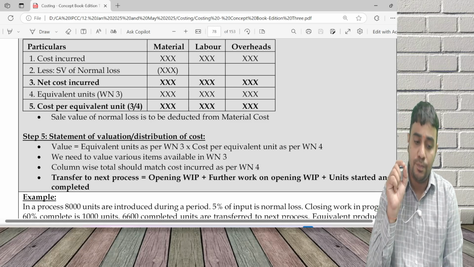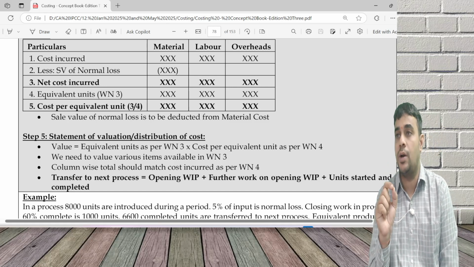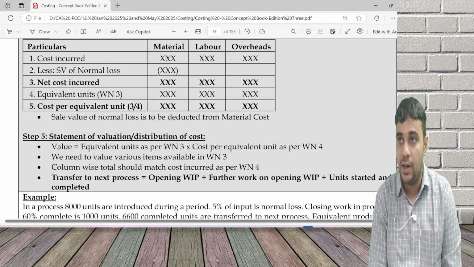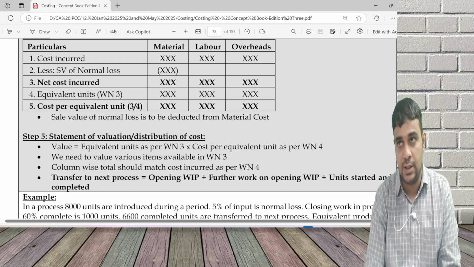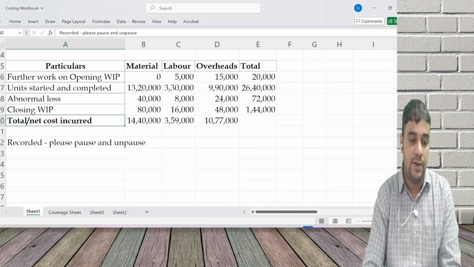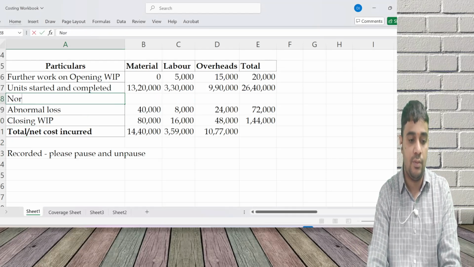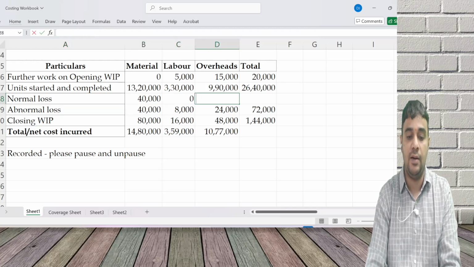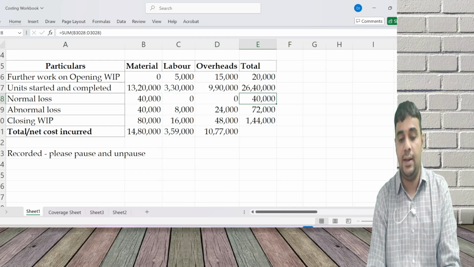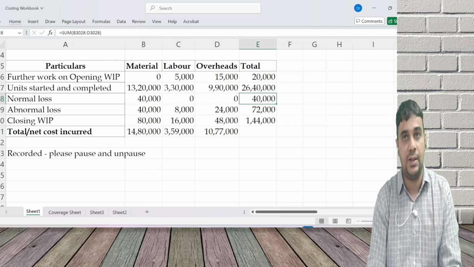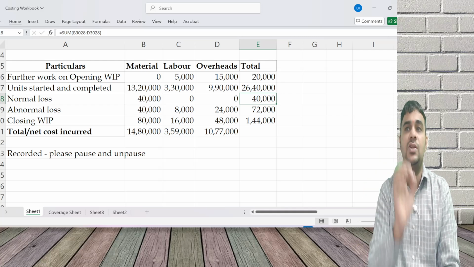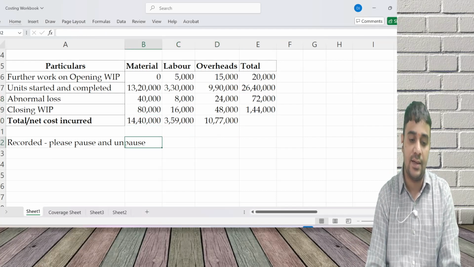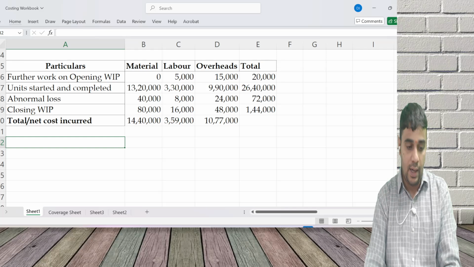And here also the column wise total will match what? Net cost incurred as per working note 4. It can also match cost incurred. How can it match cost incurred? If I add an item called normal loss, write 40,000 only for material. In case I add that, it will match cost incurred. In case I'm not adding that, it will match net cost incurred. So I have not added it here, doesn't really matter. Any doubts till this?